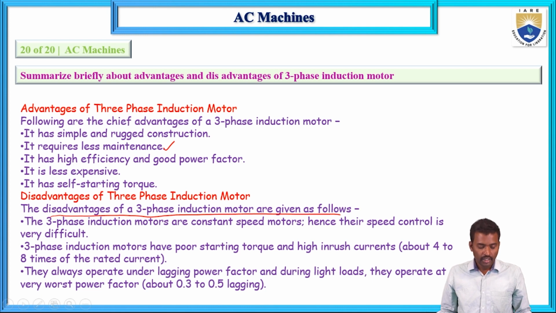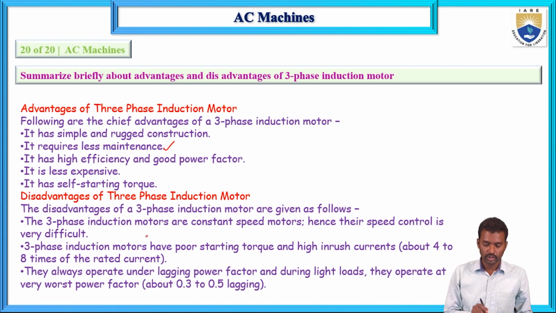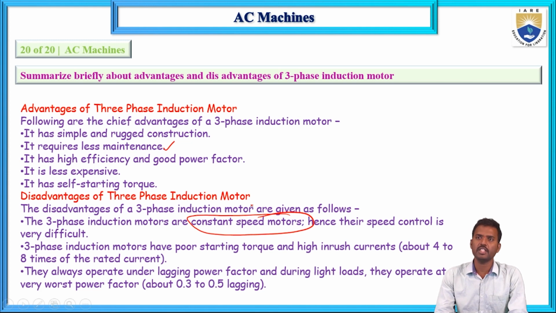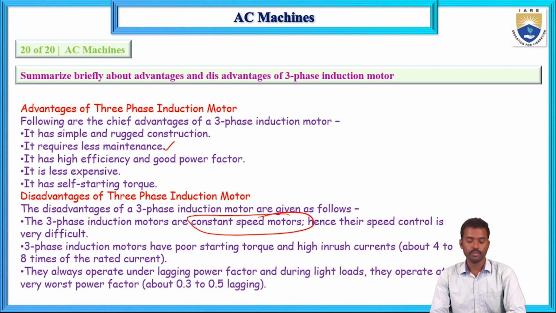Next, the three-phase induction motor runs at almost constant speed, like shunt motors. Constant speed motors mean speed control is very difficult.